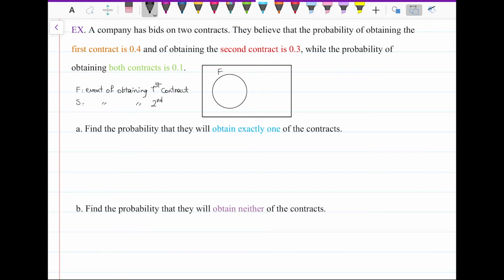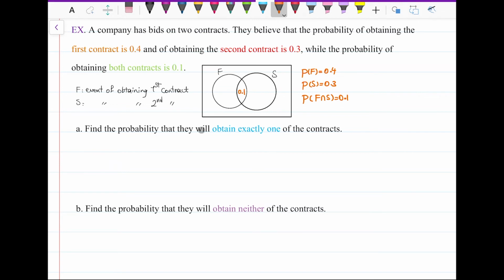Let me have S to be the event of obtaining the second contract. Okay, so what do we know? We know that probability of F is 0.4. We know that probability of S is 0.3. And we know that the probability of their intersection, F intersection with S, is 0.1. So let me just write 0.1 in here because this is something that we know.